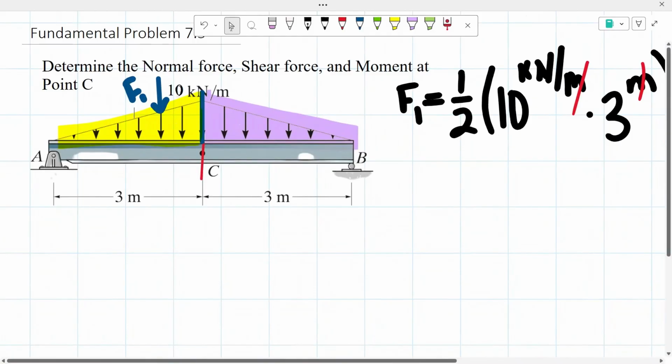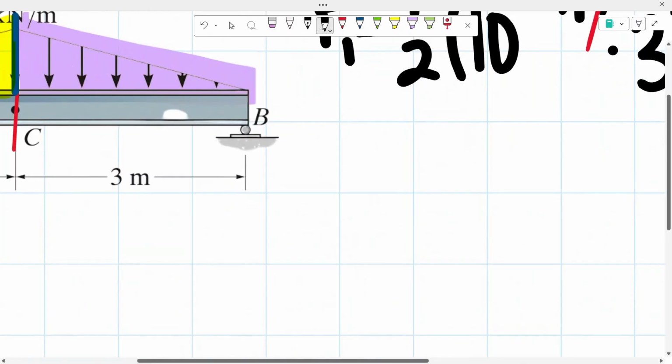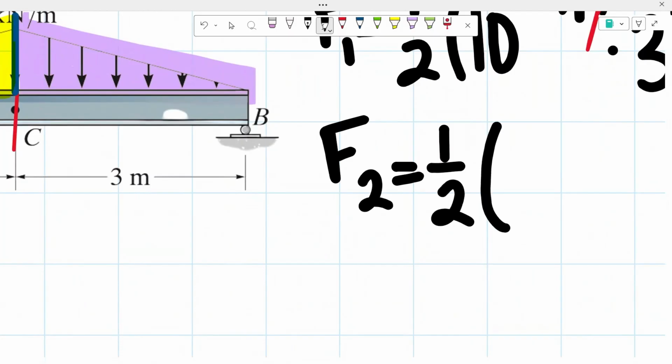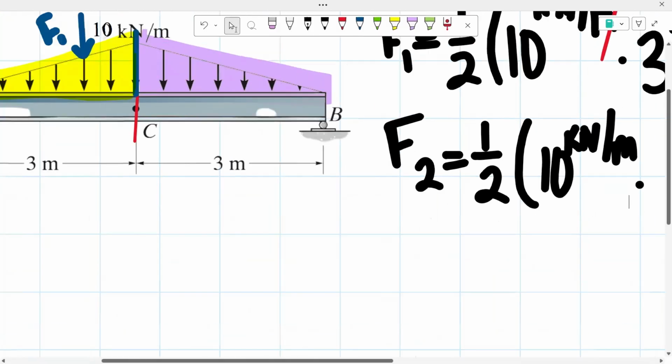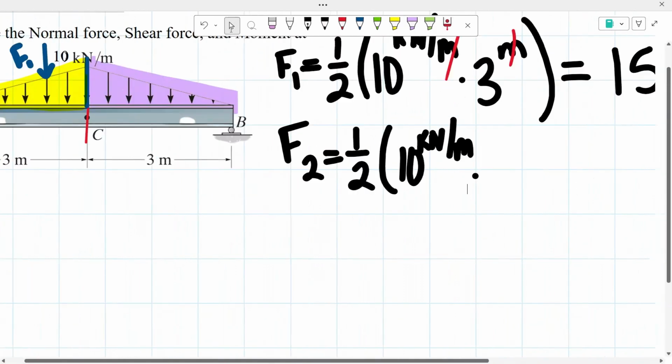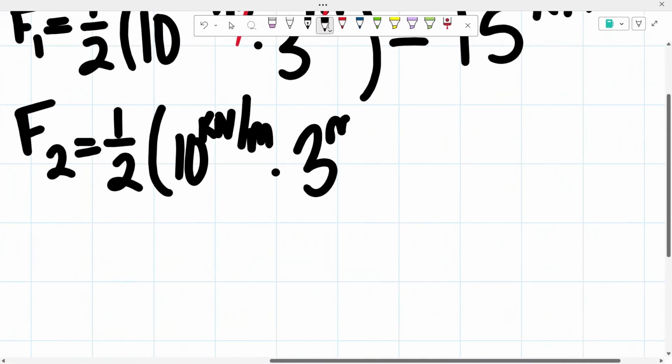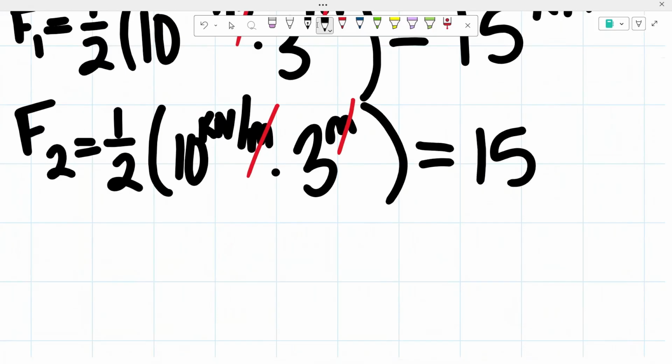From there, to find our second concentrated force, we're going to be doing this exact same thing. We're going to call that concentrated force F2. Once again, we multiply 1/2 times the highest point of our triangle, and since we cut it right at the middle, both of them have the same highest point: 10 kilonewtons per meter times the span of 3 meters. Once again, our meters cancel out, and we get a concentrated force of 15 kilonewtons.